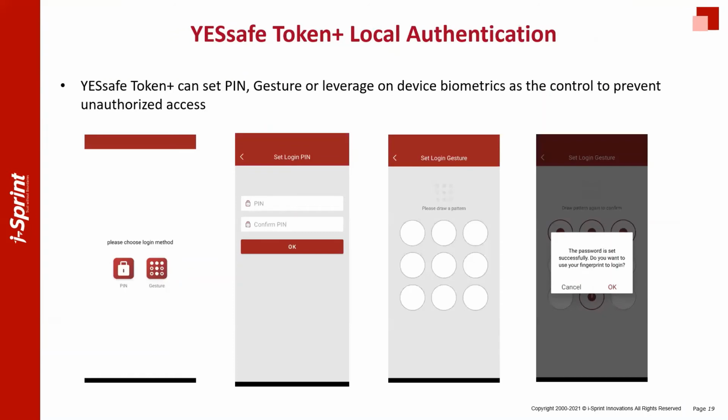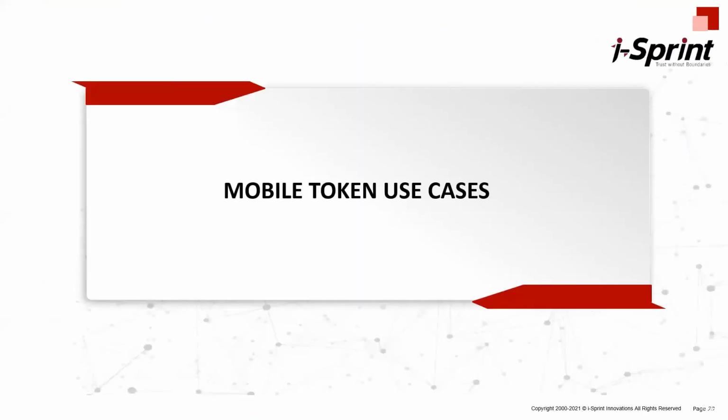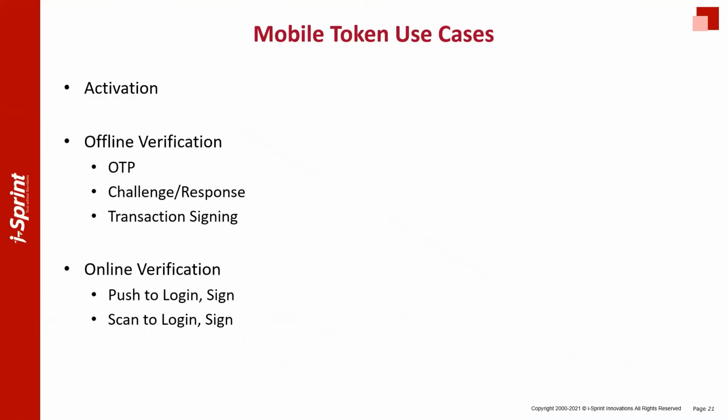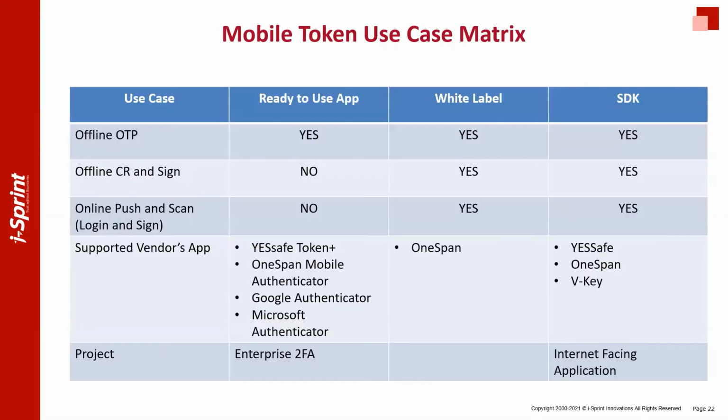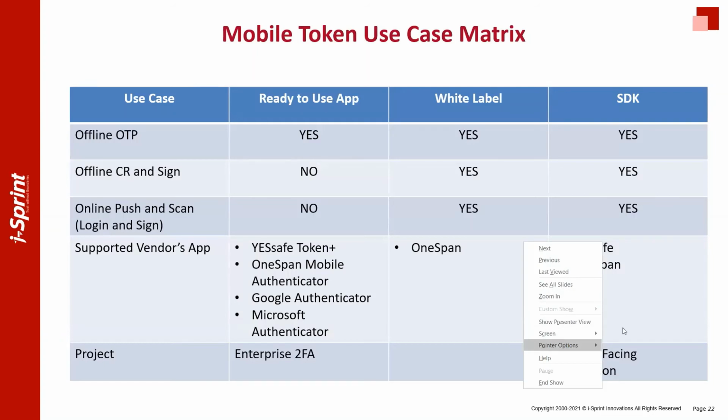Okay, so this one is the basic authentication. This one, just now we have gone through the demo. So mobile token use cases, we have activation, offline verification, and online verification. I'll go through it one by one. This one is the matrix. So this one is quite useful. Let me turn on my pointer again.